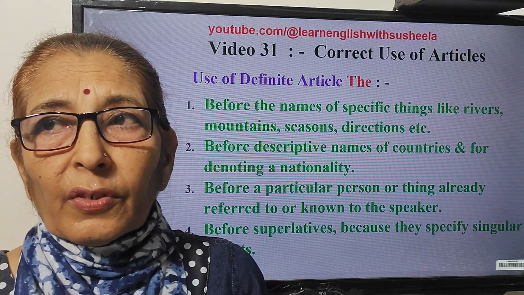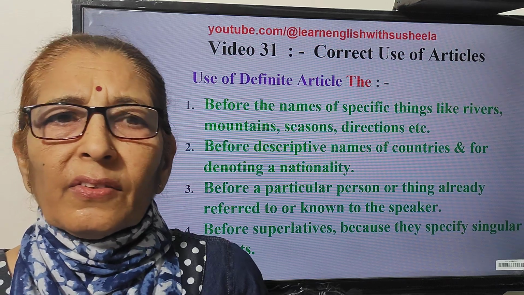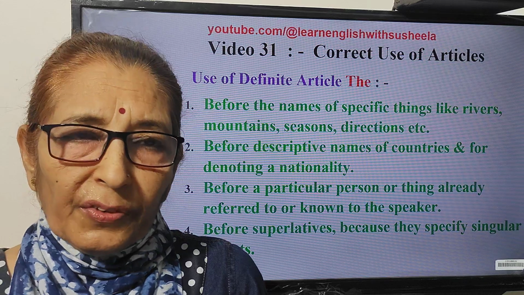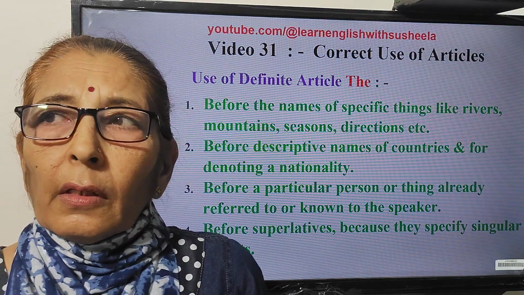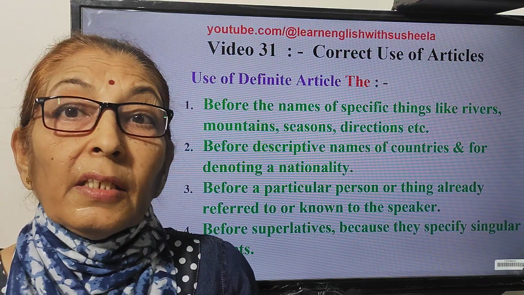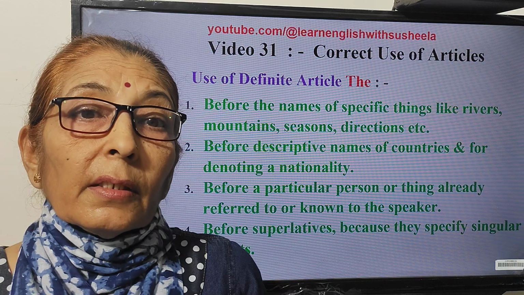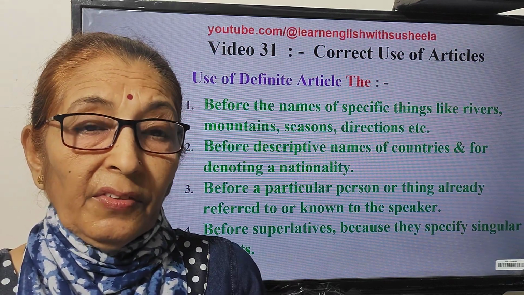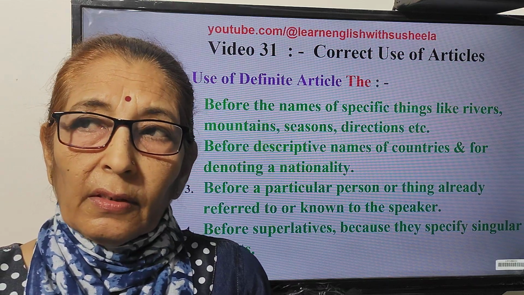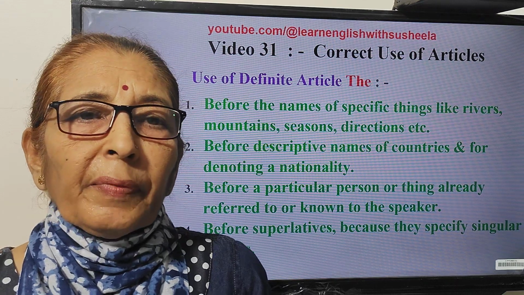Now where is it used? It's used before the names of specific things like rivers, mountains, seasons, directions. For example, the Ganges, the Yamuna, then the Himalayas, sea, the Arabian Sea, ocean, that may be the Indian Ocean, seasons, the summer, the winter, directions, the east, the west, buildings like the Red Fort, the Taj Mahal.